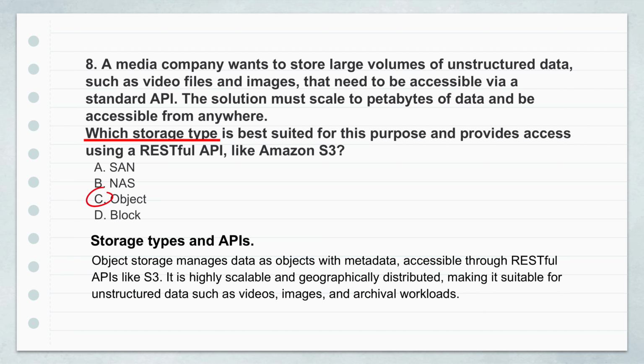Its key detail is that it provides access via RESTful APIs. That's the standard language of the modern web, really. Like Amazon S3. Exactly like Amazon S3, which everyone knows. It's become the de facto standard API. Object storage can scale to petabytes, even exabytes, and allows for global accessibility if needed. Makes it perfect for workloads needing just immense capacity and flexible access from potentially anywhere in the world.